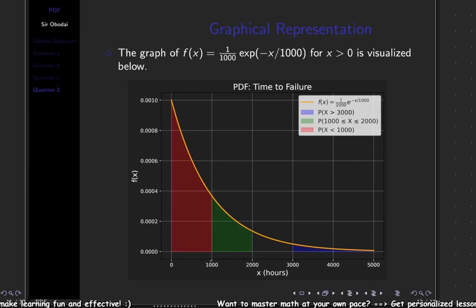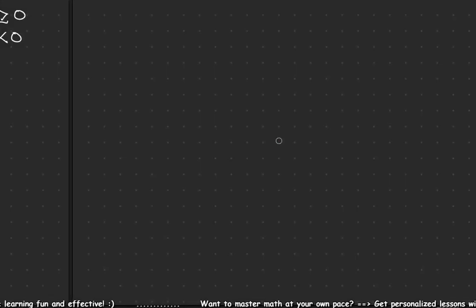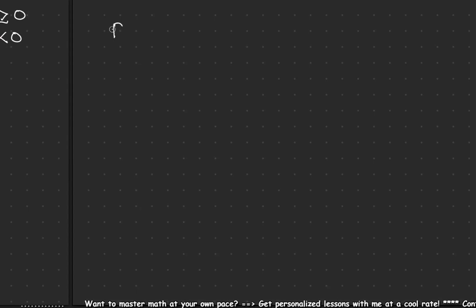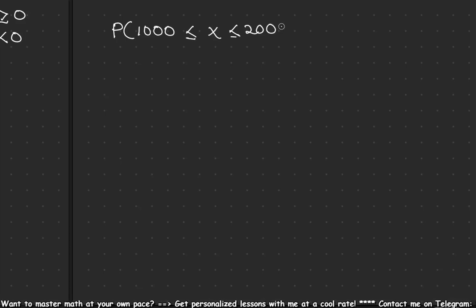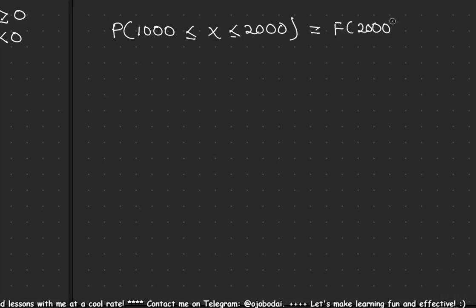So how are we going to go about that too? So first of all, what do we need? We are going to solve for the probability that a random variable x is between 1,000 and then what? 2,000. And that is just the cumulative of 2,000 minus the cumulative of what? 1,000.